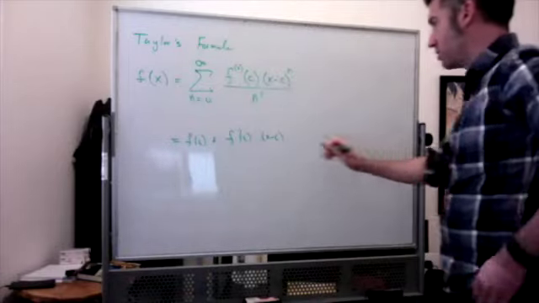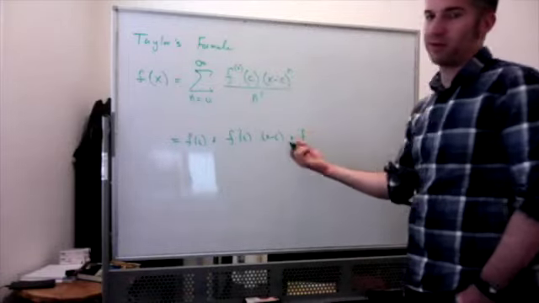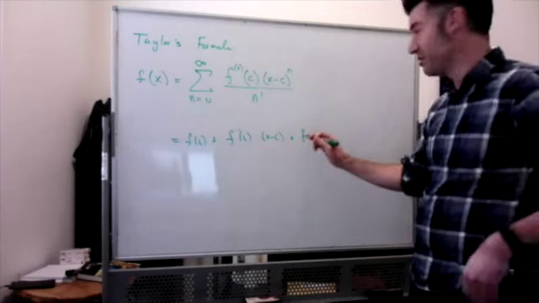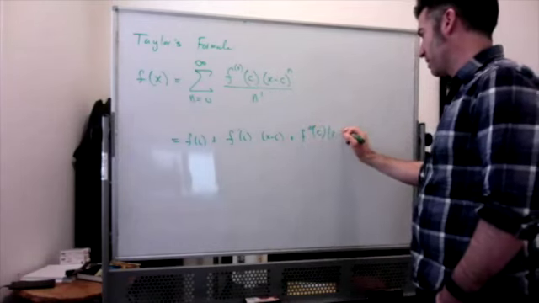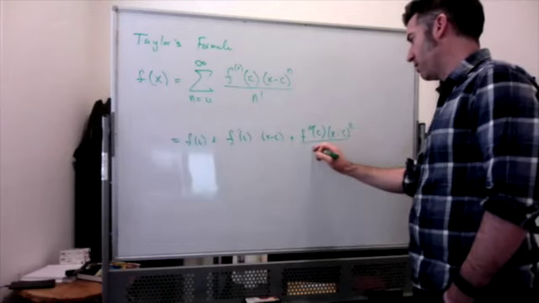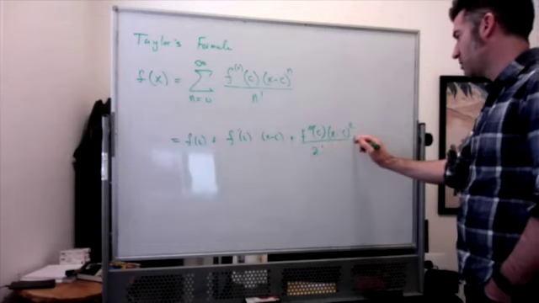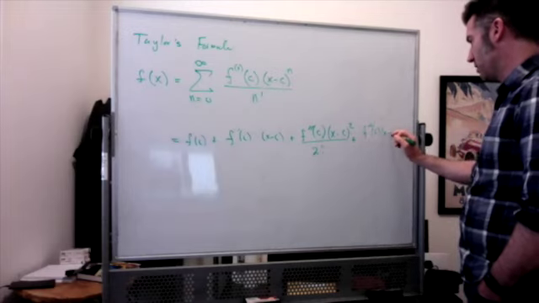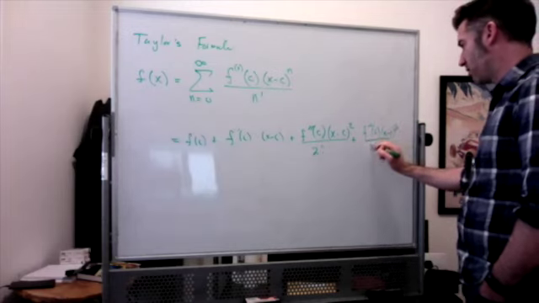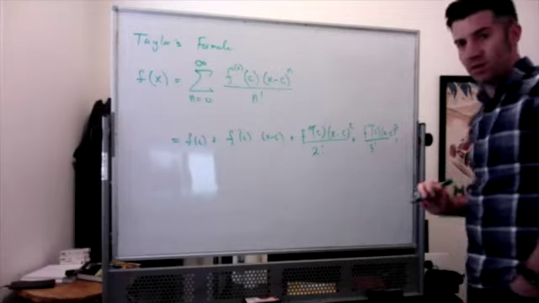And then it goes on, right? The third term, when n equals 2, you get the second derivative evaluated at c times x minus c squared divided by 2 factorial. And it just keeps going. The next term is the third derivative evaluated at c times x minus c cubed over 3 factorial. And so on and so on and so on.